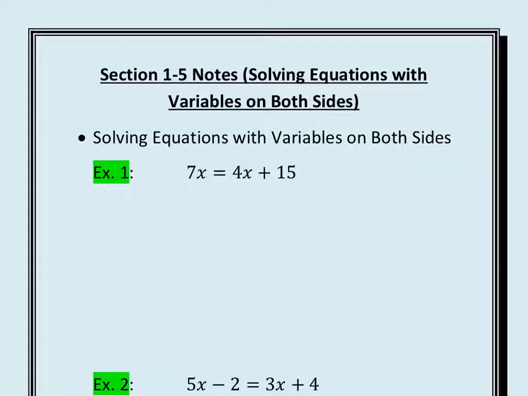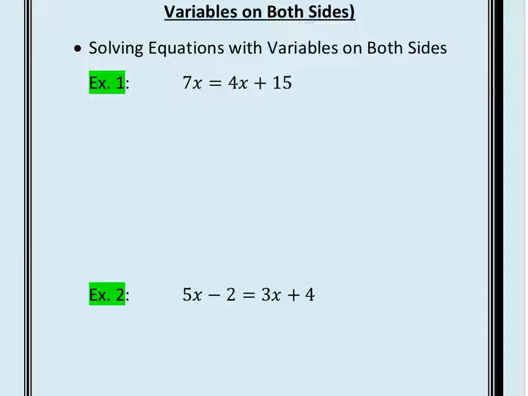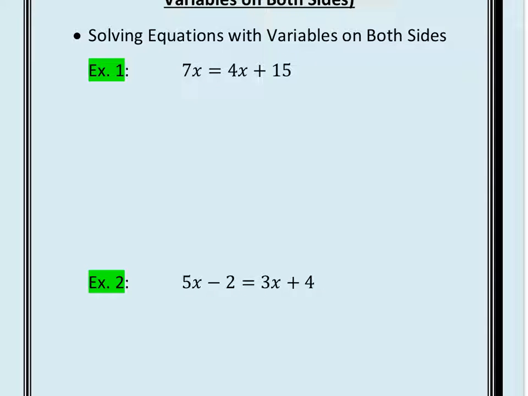Today's lesson 1-5 involves solving equations with variables on both sides. So let's look at example 1. So remember, our goal is always to isolate the variable term.